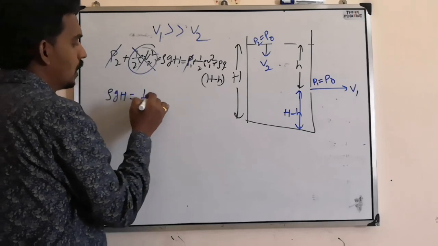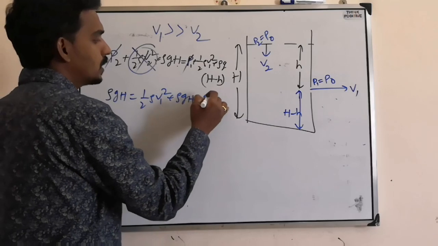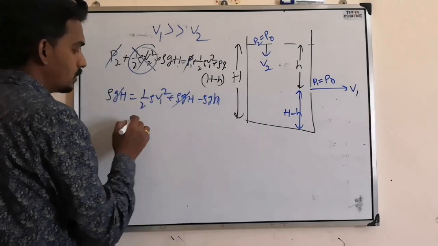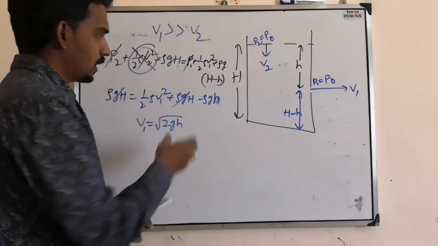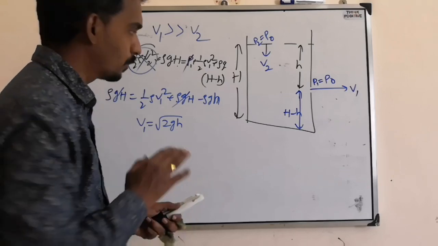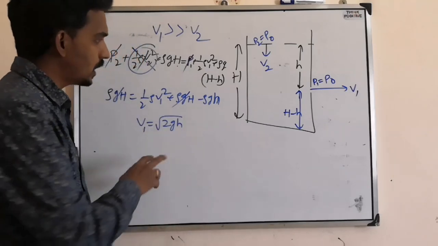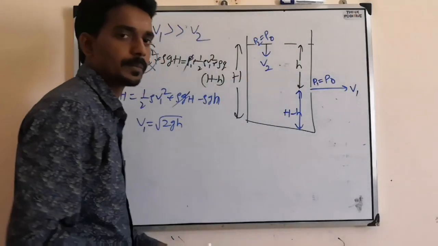Let's write the equation: half rho V1 square plus rho gH minus rho g small h. So these two get cancelled. If it comes this side, V1 will become root 2gh. Just solve the equation, don't worry, I am doing it fast. So V1 equals root 2gh is the speed of the liquid with which it will come out.